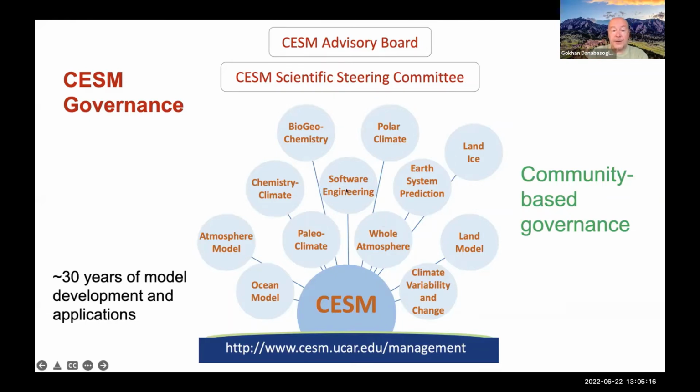We have a software engineering working group. And in addition to model development working groups, we have model application working groups, such as the paleoclimate working group, climate variability and change working group, and Earth system prediction working group. We are also recently thinking of forming a working group on environmental or climate justice, but this is still in its early stages. Above all these working groups, we have the CESM Scientific Steering Committee, and at the top of all of these, we have an advisory board, the CESM Advisory Board. We refer to it simply as CAB.